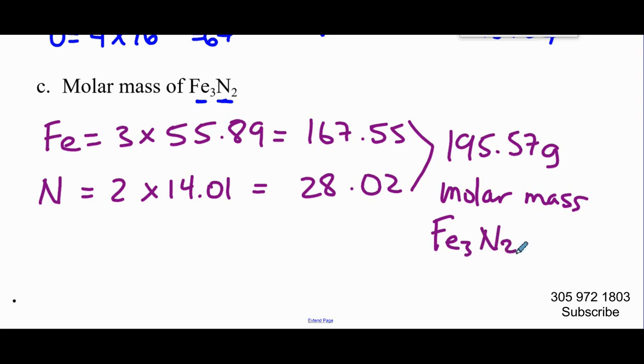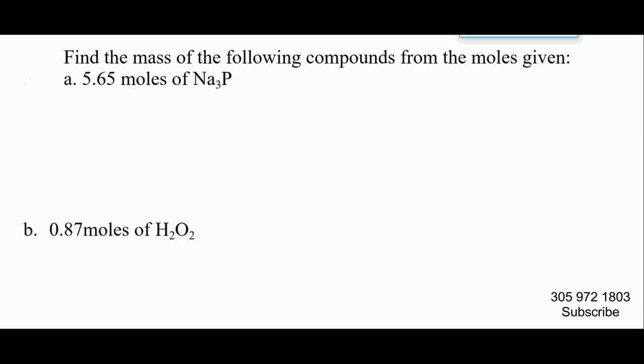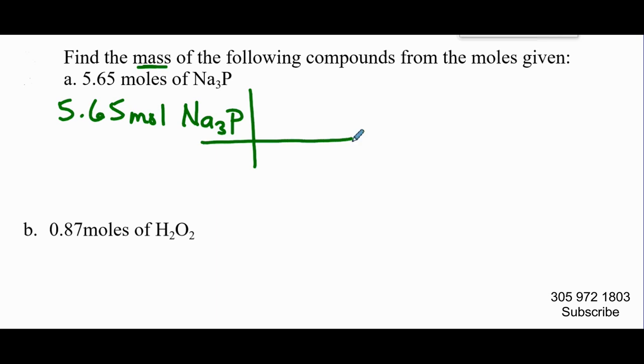Good. So we've done 2 questions. We did finding the moles of the element for most of the compound, and we just finished finding molar mass. Let's go to the next one. This next question asks me to find the mass, of course that's grams, of the following compounds from the moles given. I am given 5.65 moles of Na3P. The standard of mole to cancel always is 1. So I cancel with 1 mole, and I need to go to the mass.